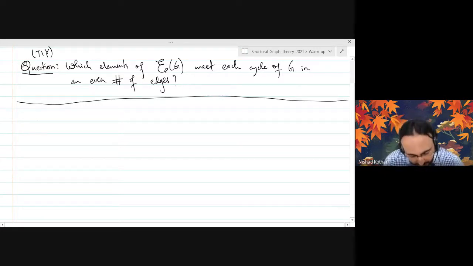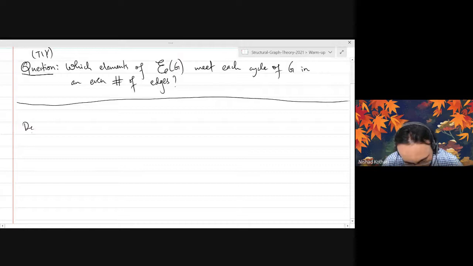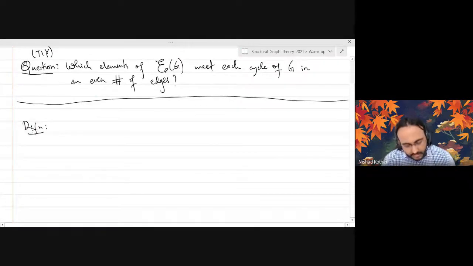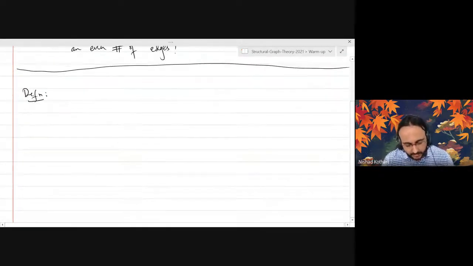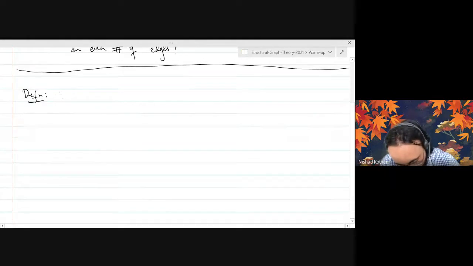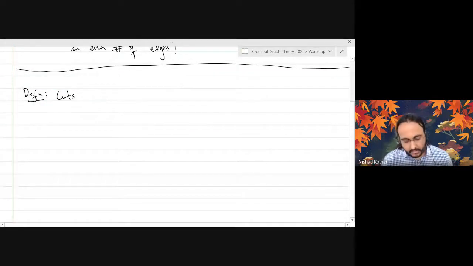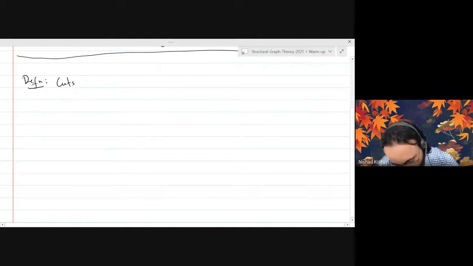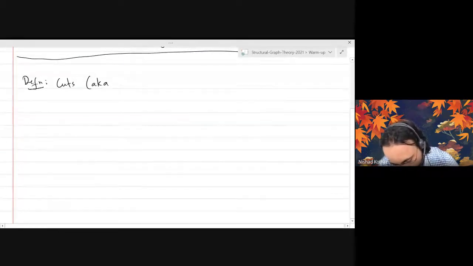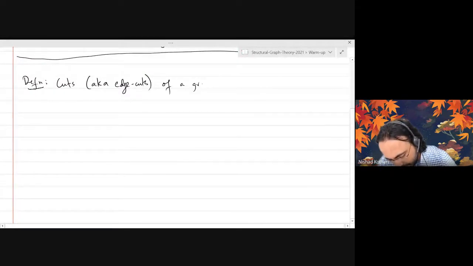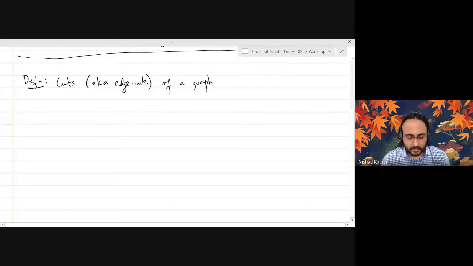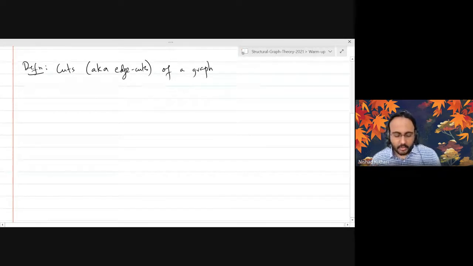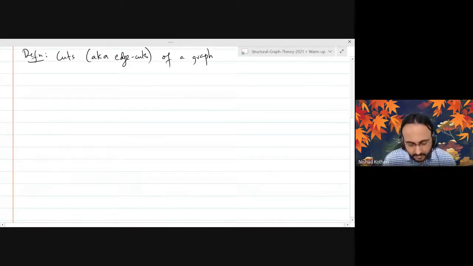Some of you may have already figured this out, so that's good. Let's discuss a concept that is going to be very important in this course called cuts of a graph, also known as edge cuts of a graph. Generally, if I say cut, I mean edge cut. There is also a concept, as you can imagine, called vertex cut, but generally, cuts refer to edge cuts.